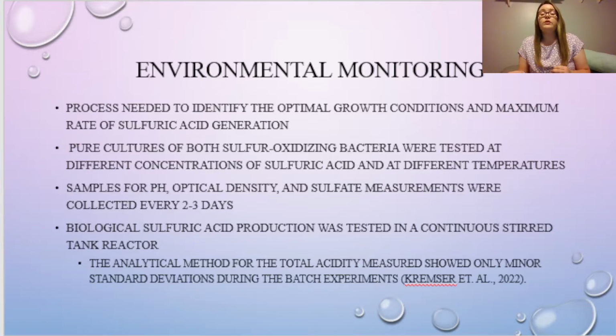And we not only want to go about just with original sulfuric acid, they were wanting to test biological or biogenic sulfuric acid because we're talking about bacteria. So biological sulfuric acid production was tested in a continuous stirred tank reactor versus just normal sulfuric acid.